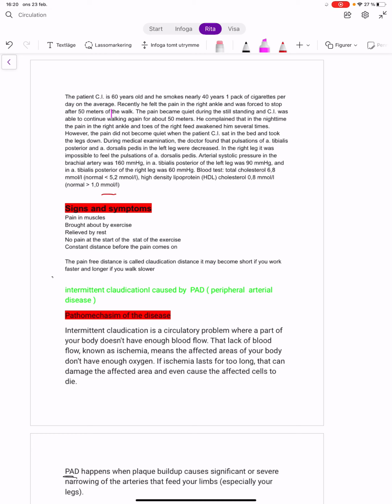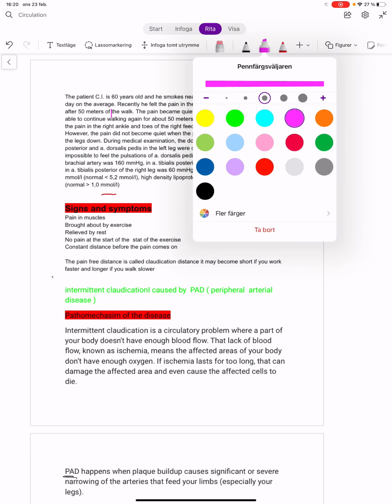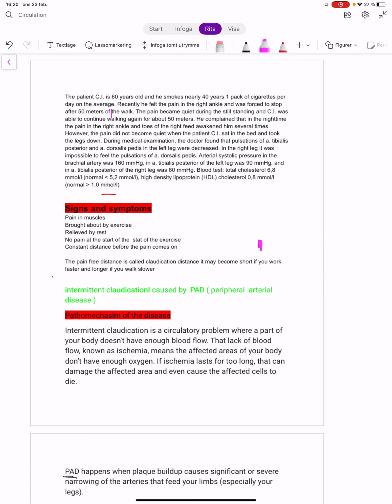Today we'll talk about intermittent claudication. We have a patient who is 60 years old and smoking one pack of cigarettes a day, which is a big risk factor for intermittent claudication. Please note that intermittent claudication is caused by a disease that we call peripheral arterial disease, a condition that is very prominent as a vascular disease caused by atherosclerosis.